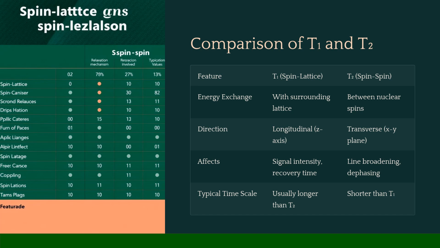Effects. T1 influences signal intensity and the recovery time of magnetization along the longitudinal axis. T2 primarily causes line broadening and dephasing of spins, which impacts the sharpness of NMR peaks. Typical time scale. T1 generally has a longer time scale compared to T2. T1 relaxation times are usually longer because it involves a more complex energy exchange between spins and the lattice. T2 relaxation times are shorter, as they reflect the interaction between spins themselves, which is a faster process.